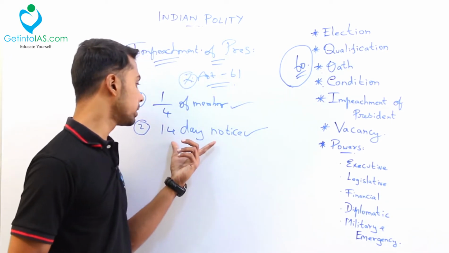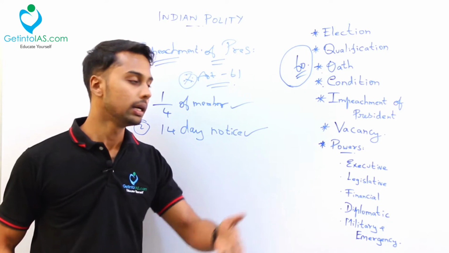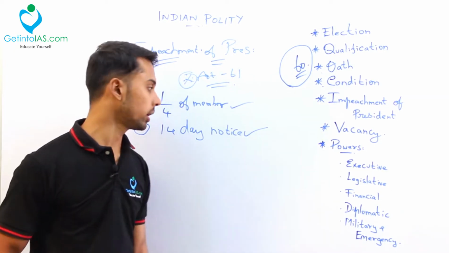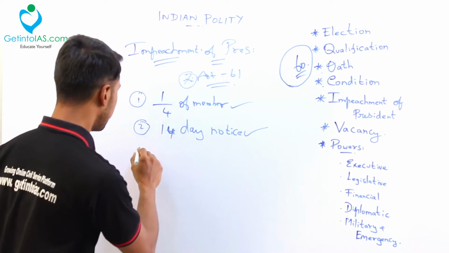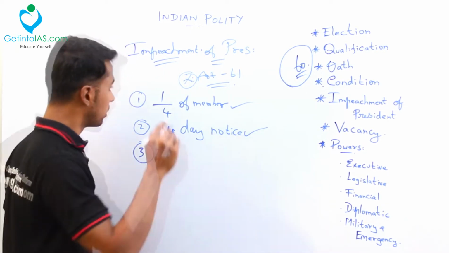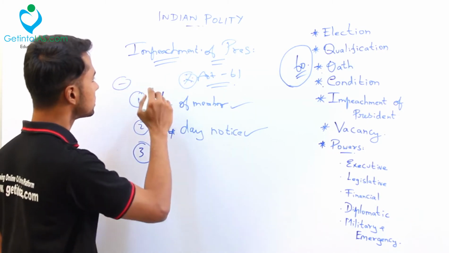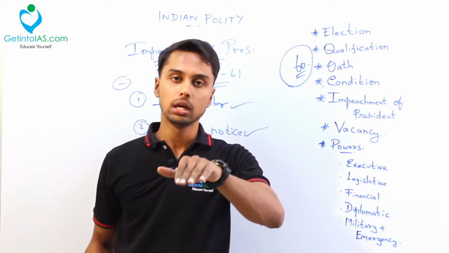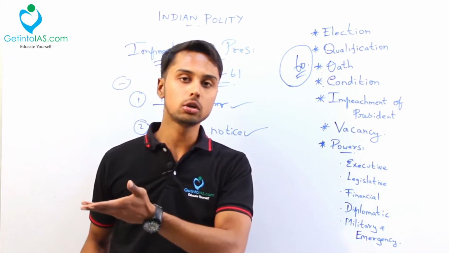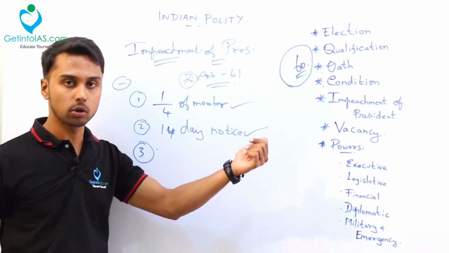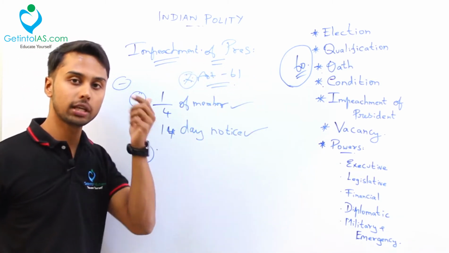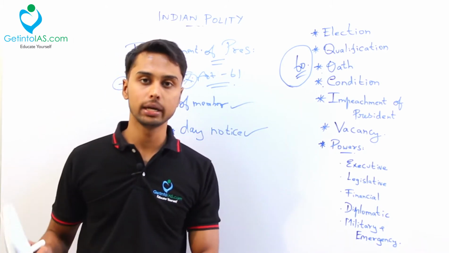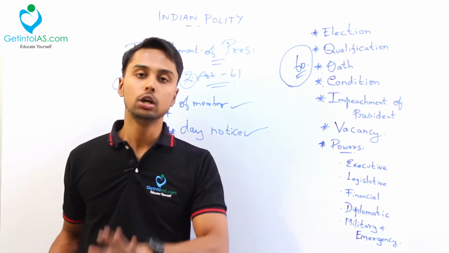In this 14-day notice, the president will be informed that a bill of impeachment is proceeding against you. The Speaker will inform the president. The 14-day notice should be given, and before that, the very important thing is who can initiate this impeachment of the president, whether Lok Sabha or Rajya Sabha, who is empowered to initiate this bill. Both can do it. Either house of the Parliament has the power to initiate the bill to impeach a president.